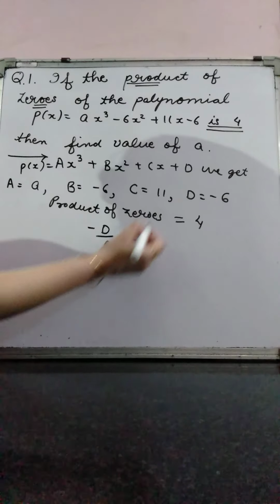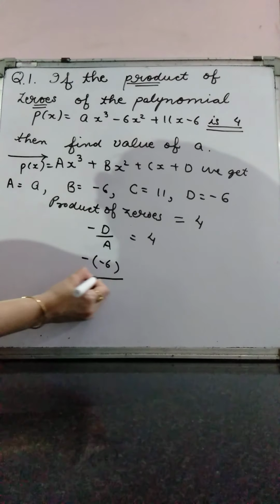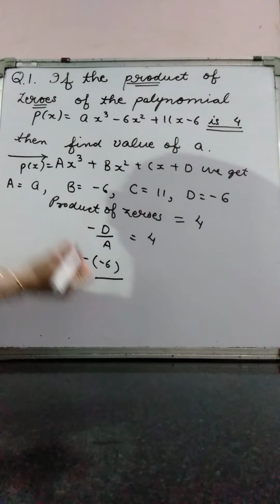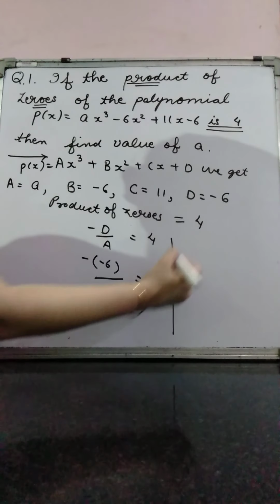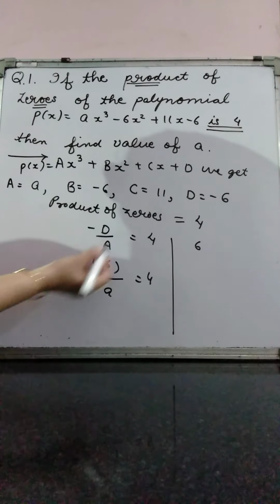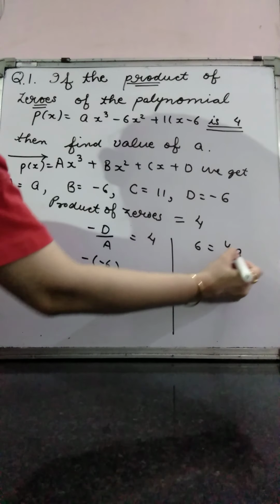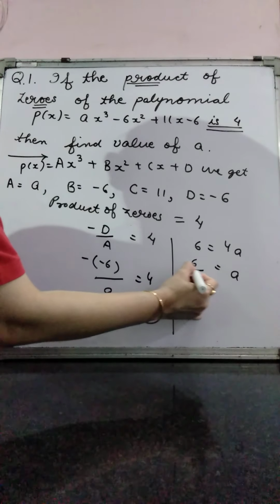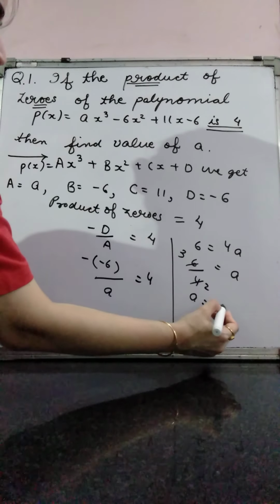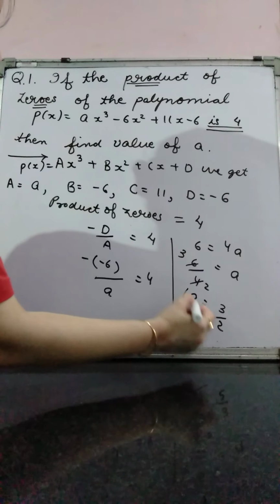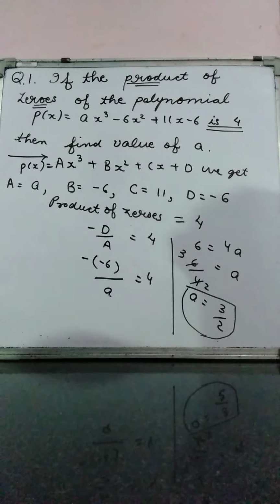Substitute the value of d, that is minus 6, and value of a, that is small a. Cross multiply, minus and minus is plus 6. So the value of a is 6 by 4, that is 3 by 2. This is the answer.